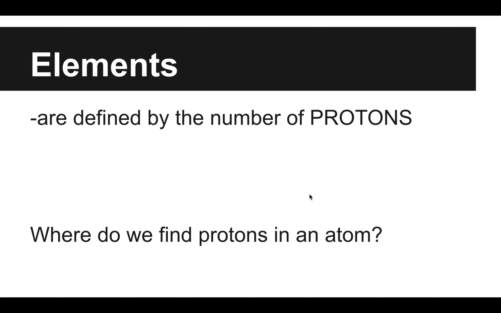Moving on. So elements, we said, are defined by the number of protons, right? That was one of the questions and answers for our atom builder activity. So where do we find protons in an atom? What did you see on that atom builder? Where were they located? If you don't remember, you can go back to the atom builder, pause this video, and take a look. Where did we find those protons? Okay, hopefully you said in the middle of the atom, okay? We call that the nucleus.